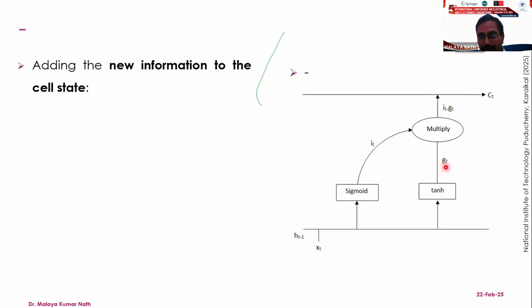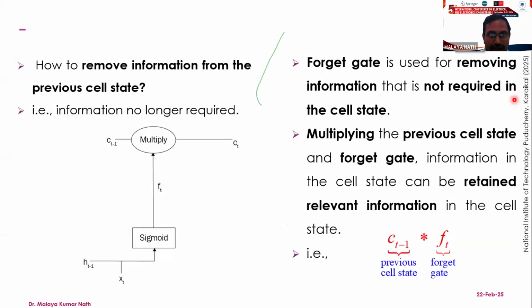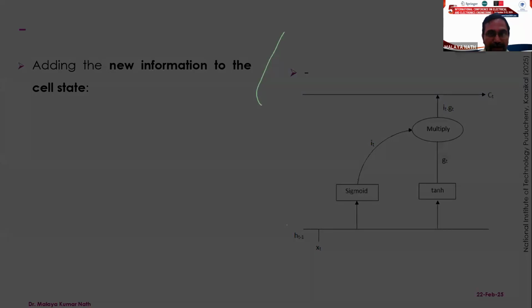So now this multiplication of IT with GT will update the cell state. Depending upon the value of IT, the cell state information can be updated, or it can be added, or it can be deleted. So this is IT GT, which I have already discussed, adding the new information to the cell state.